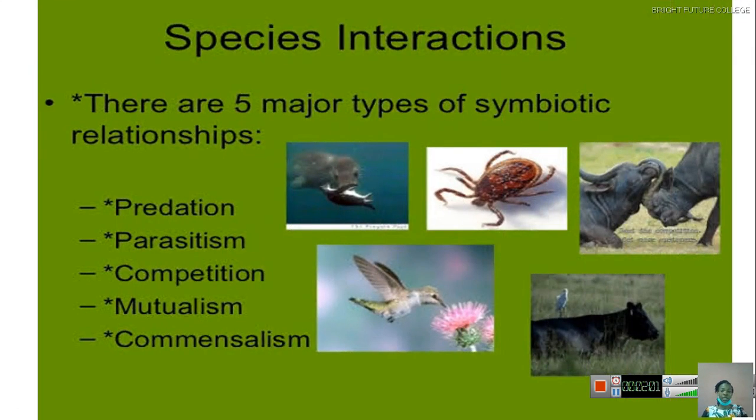That is special interactions. Relationship has to do with what? How the organisms interact, how they do what? Feed. Okay, so there are 5 major types of symbiotic relationships. The first one is what? Predation. Second, parasitism. Third, competition. Fourth, mutualism. Fifth, commensalism. We are going to take them one after the other.